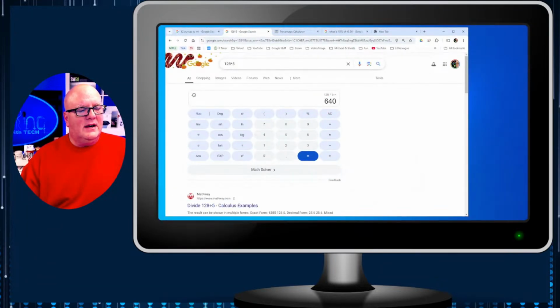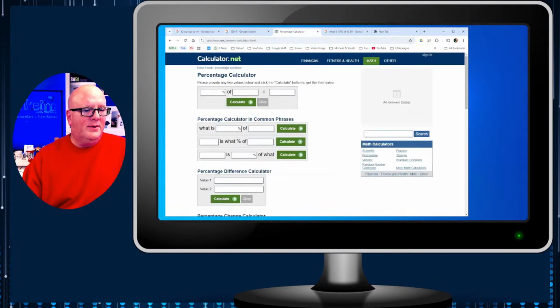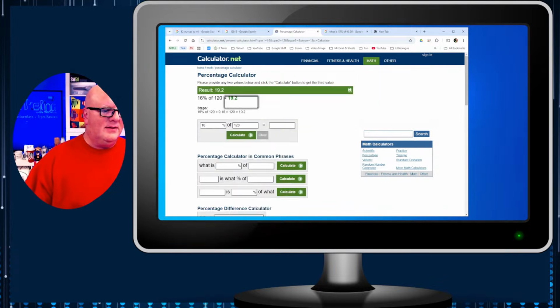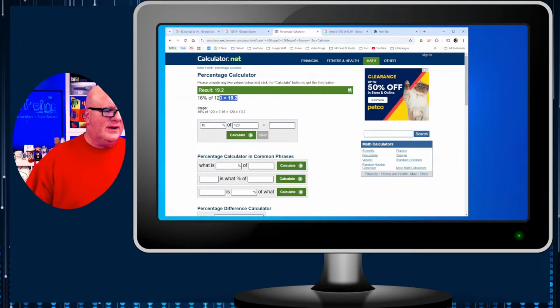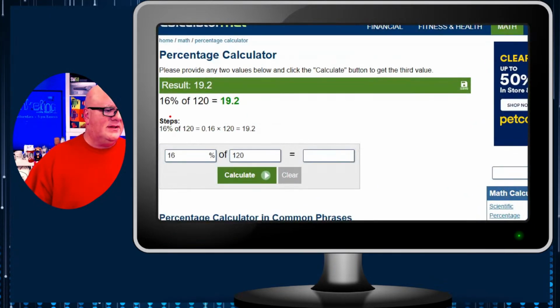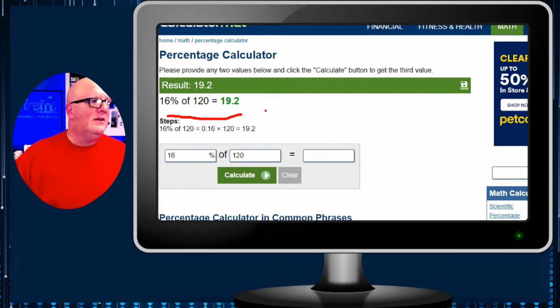One thing I always had trouble with was figuring out percentages of something. I'm going to go to a percentage calculator. This is pretty awesome, calculator.net, where it does a percent calculator. You can enter in a percent. Let's say I want 16% of 120, and then calculate. It gives you your answer right up at the top here. 16% of 120 is 19.2.